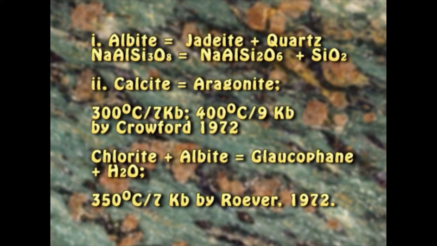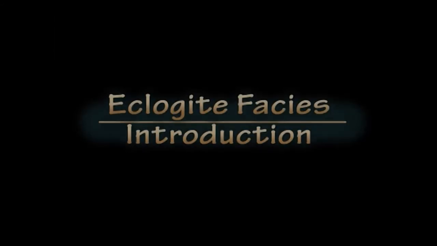Another reaction, chlorite plus albite giving rise to glaucophane plus water at 350 degrees centigrade 7 kilobar by Ernst 1972. Thus, it is concluded that the glaucophane lawsonite facies of rocks are formed at 200 to 400 degrees centigrade at pressure of more than 7 to 8 kilobar.